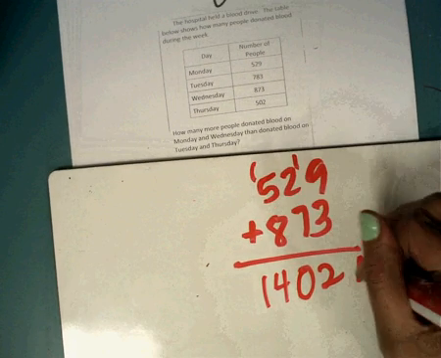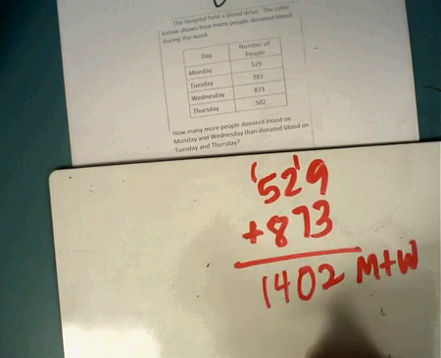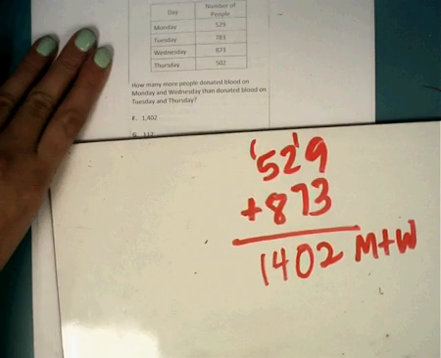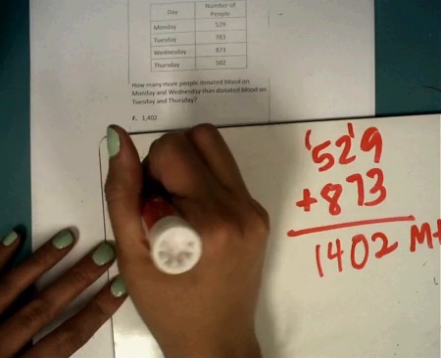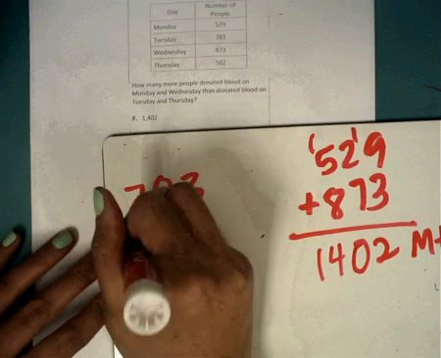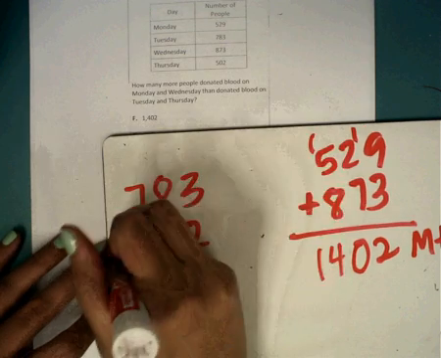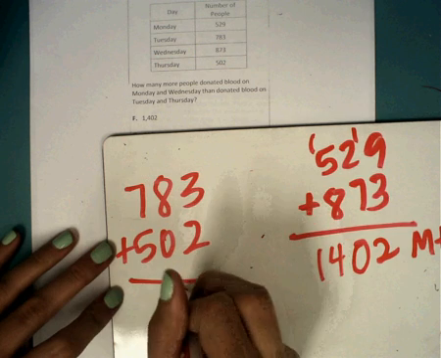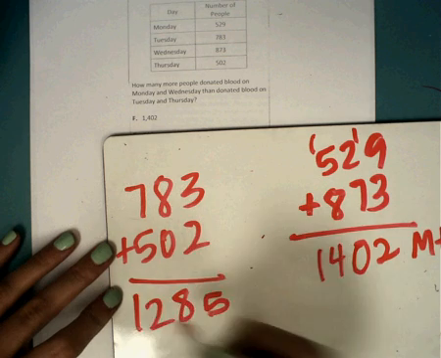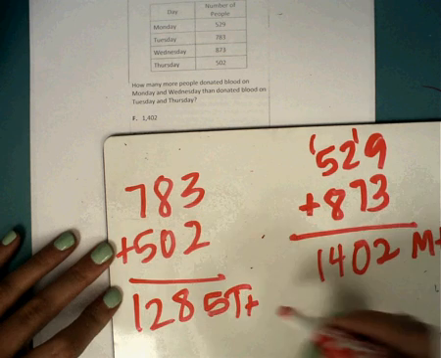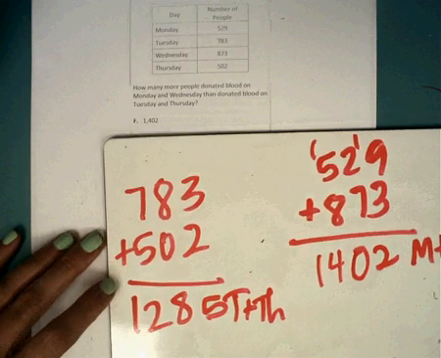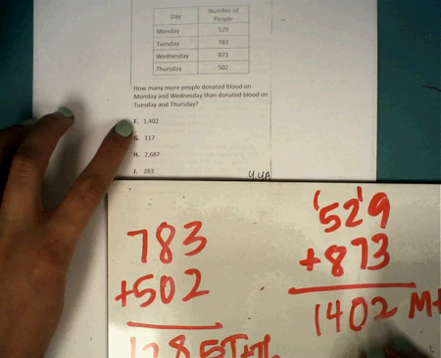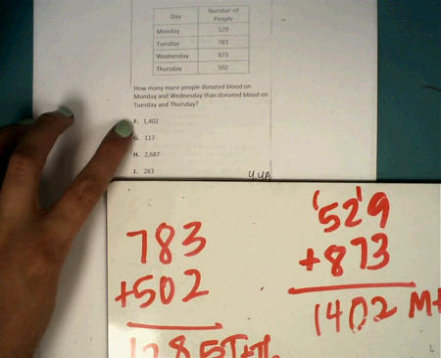Now I need to find out how many people donated blood on Tuesday and Thursday. Tuesday was 783, Thursday was 502. 3 plus 2, 5, 8 plus 0, 8, 7 plus 5, 12. This is on Tuesday and Thursday, okay? But I'm not done. Do you see how there's the answer, 1402? If you would have stopped right here, that's what you would have gotten. They tried to trick you. Tisk, tisk. And I bet they got some of you too. But that's not what the question was asking.